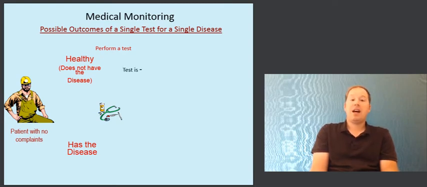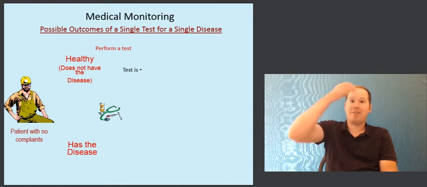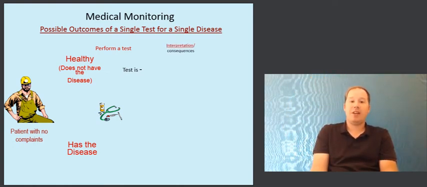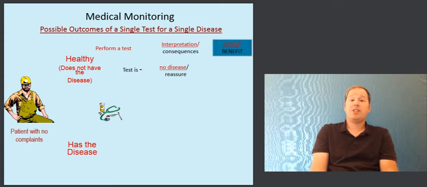If the test comes out negative and the person were a healthy person, and again, we wouldn't know that in advance, but we're just saying we have an omniscient view right now, we're assuming that the person is healthy. If the test is negative, there are two interpretations or consequences that could come about from this. The first is that the person has no disease, and we would reassure them of such. What's the possible outcome or benefit or harm of that?